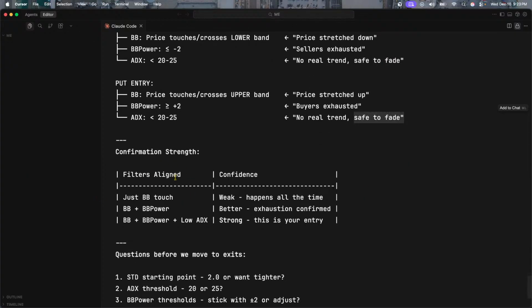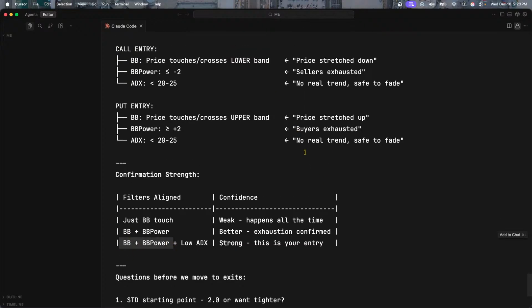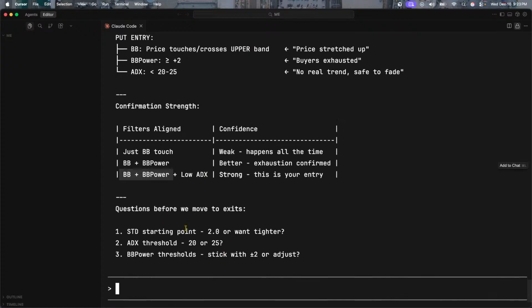The confirmation strength: just a touch of the Bollinger Band is weak and happens all the time. BB plus power, so all three, is strong. This is your entry. So we're entering when the Bollinger Bands touch either support or resistance, and we're making sure who's in control, the buyers or the sellers, and that we're in a low ADX environment.